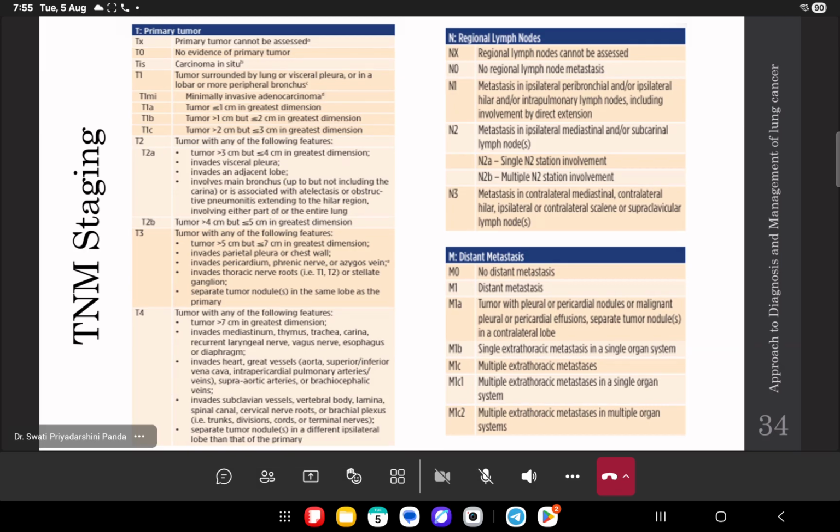M is distant metastasis. M0: no distant metastasis. M1: distant metastasis present. M1a: tumor with pleural or pericardial nodules or malignant pleural or pericardial effusion, separate tumor nodules in a contralateral lobe. M1b is single extrathoracic metastasis in a single organ system. M1c is multiple extrathoracic metastasis. It is also divided into two: M1c1, which is multiple extrathoracic metastasis in a single organ system, and M1c2, multiple organ systems.